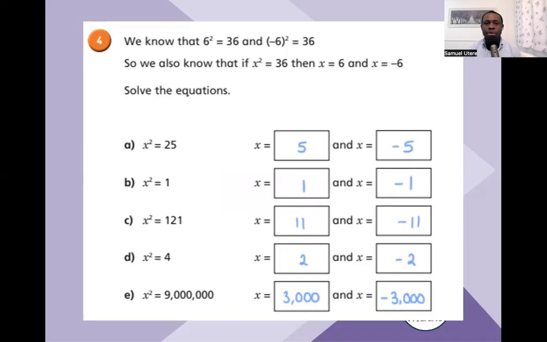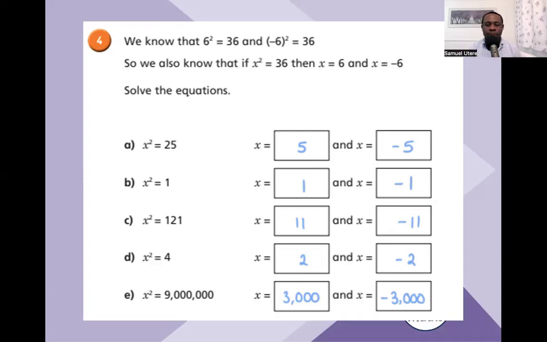Now I am going to explain why we have x equal to 6 and x equal to negative 6, whereas when we did the square root of 36, we only chose the positive as the answer. I will explain in the context of solving equations why we must accept the two numbers as the result. So here are the answers, and you can see it there.